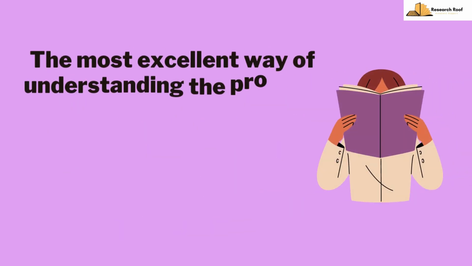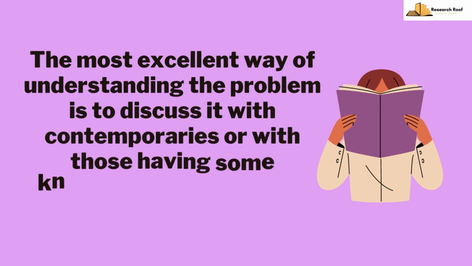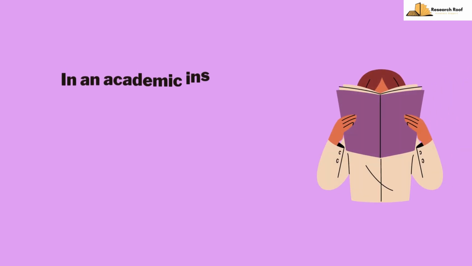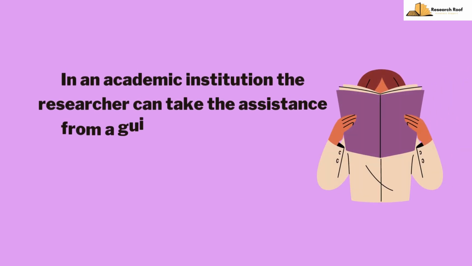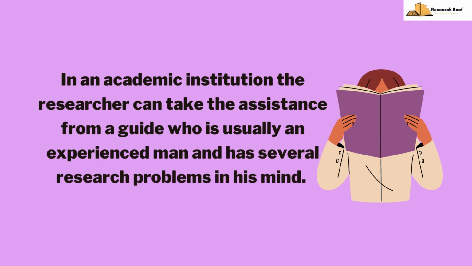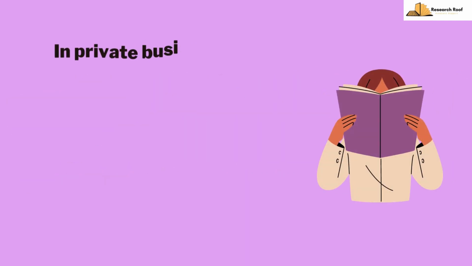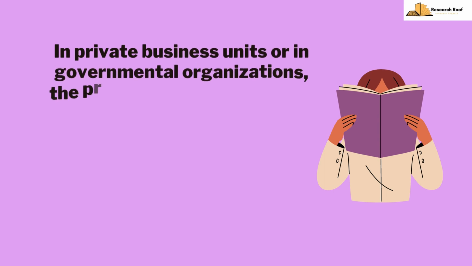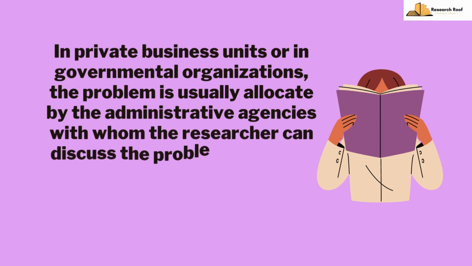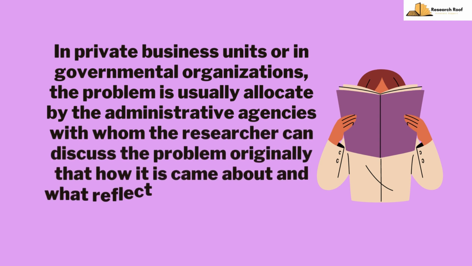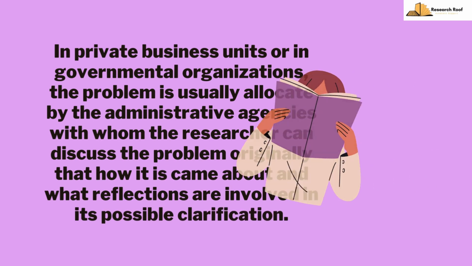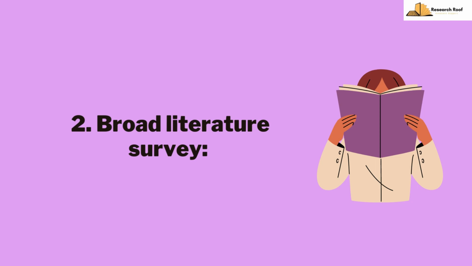The best way of understanding the problem is to discuss it with contemporaries or with those having some knowledge in the related matter. In an academic institution, the researcher can take assistance from a guide who is usually an experienced person and has several research problems in mind. In private business units or in governmental organizations, the problem is usually allocated by the administrative agencies with whom the researcher can discuss the problem originally, how it came about and what reflections are involved in its possible clarification.